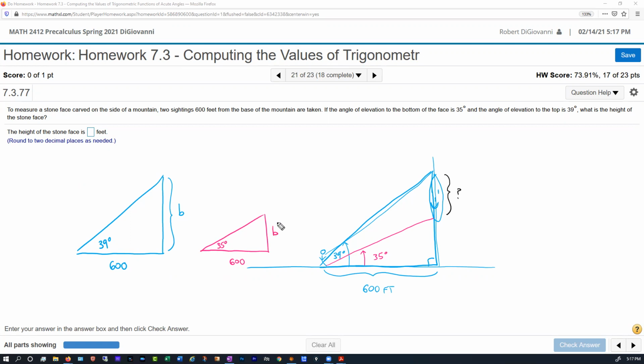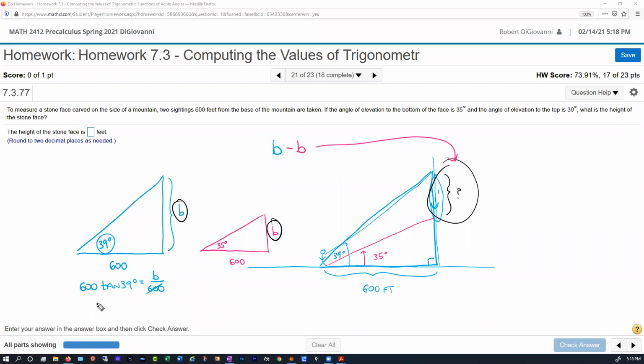And so if we want to know this here, it should be just the difference of those. So it should be whatever this one is, take away this one. So it should be the blue B, take away the red B. That should be this. So let's do this. Let's get the blue B. I should have gone with different letters. It's okay. So let's do the blue B. So for the blue B, I have opposite over adjacent because I know that my angle's right here. So I know tangent of 39 equals B over 600. So I multiply both sides by 600, kills it off. And now I just need to go on my calculator, 600 tangent of 39.